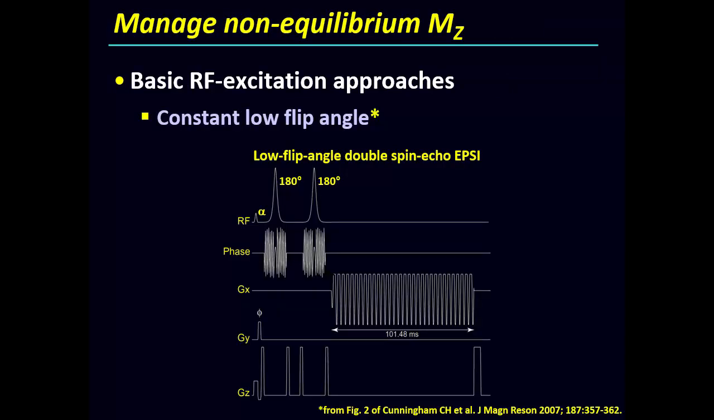Now, one of the simplest things to do as far as managing non-equilibrium magnetization is just to use constant low flip angles. And for many applications, this is perfectly adequate. This timing diagram down at the bottom shows an interesting way to do this. This is a low flip angle double spin echo pulse sequence. We see a low flip angle alpha pulse followed by two adiabatic refocusing pulses. And the combination of these three pulses close together has essentially the same effect on the magnetization as just the low flip angle alpha pulse, but it lets us have the advantage of the spin echo framework for the pulse sequence.